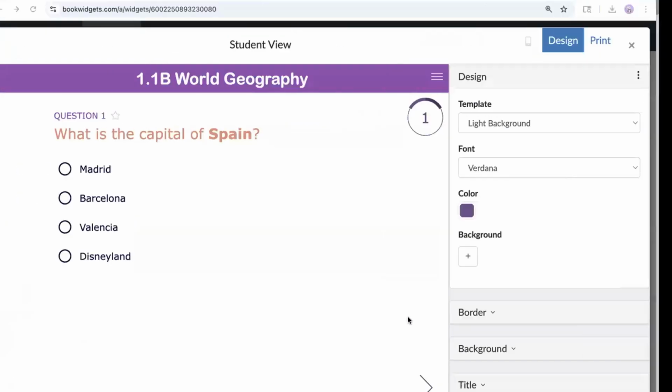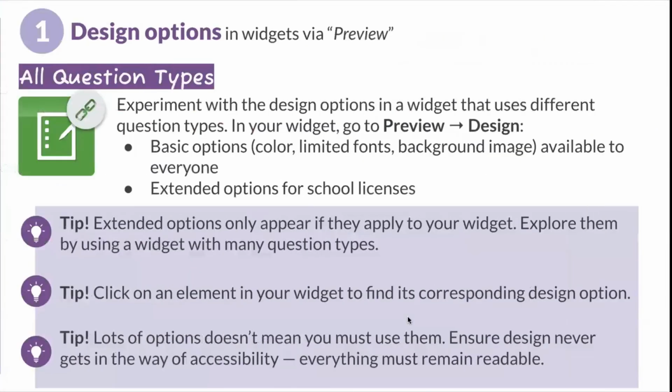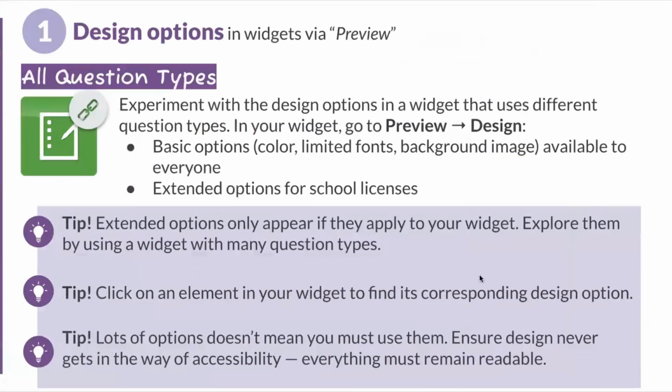And let's go back to our slides. There we go. Okay, so again, finding that image in the design will give you that corresponding design option, clicking on those little yellow boxes. And lots of options doesn't mean you have to use every single one. You want to make sure that the design never gets in the way of accessibility. Everything still needs to be readable. So if you add a background image and you're like, ooh, I can't read the questions anymore, well, then obviously don't use that background image.